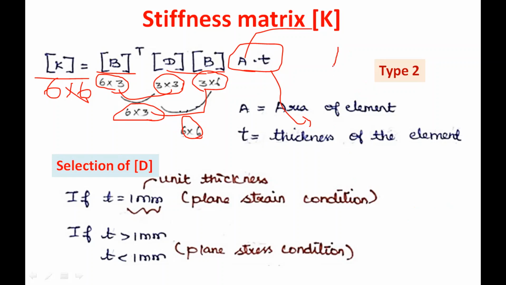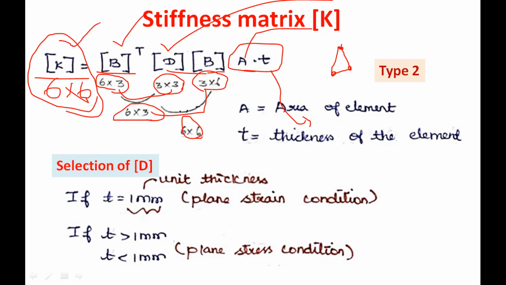Because for this CST element we consider at each node 2 degrees of freedom, U1 V1, U2 V2, U3 V3, right? Total degrees of freedom is 6. That is why the size of the stiffness matrix is going to be a 6 by 6 matrix. If you know the B matrix, geometrical matrix, and material matrix, we can easily find the stiffness matrix.